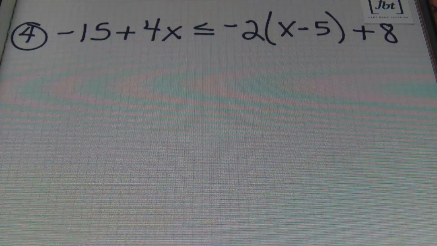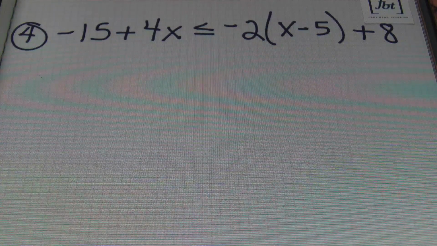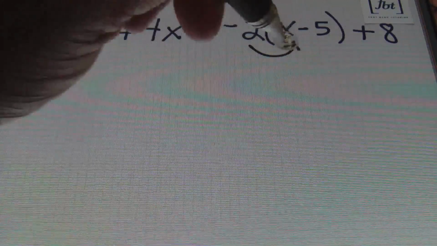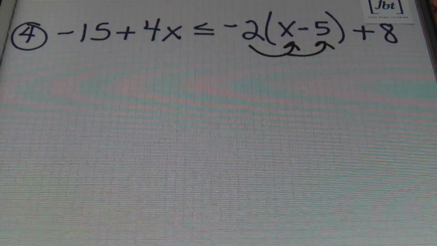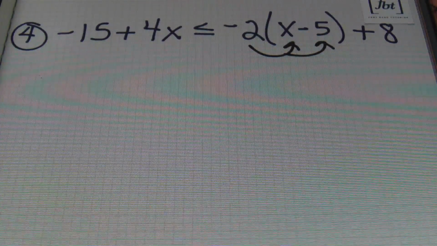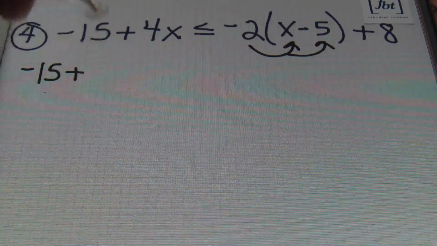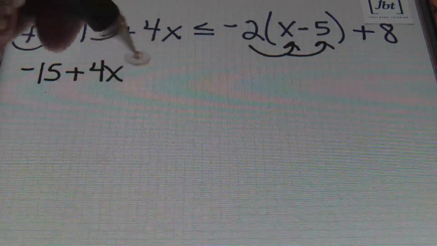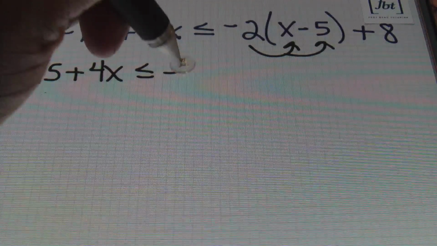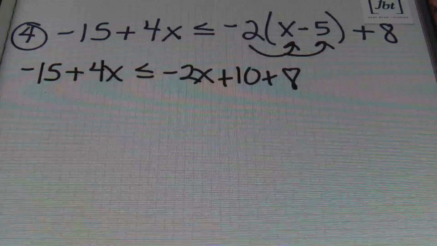All right. Well, this particular problem has my favorite property in it. That's right, I get to get my arrows popping because I love the distributive property, just because I get to draw arrows. For real, that's the only reason why. So I'm going to bring down negative 15 plus 4x, which is less than or equal to negative 2x plus 10 plus 8.